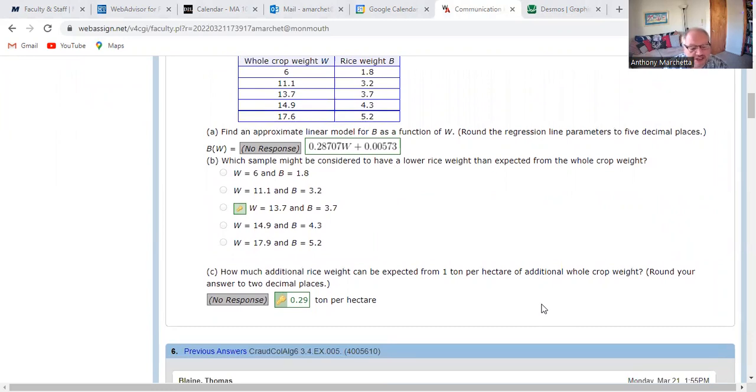So, how much additional rice weight can be expected from 1 ton per hectare of additional whole crop weight? Round your answer to 2 decimal places. That word is not hectare, I'm sorry, that's hectare. Hectare is a different measurement. Hectare is something else. That's not really that important.